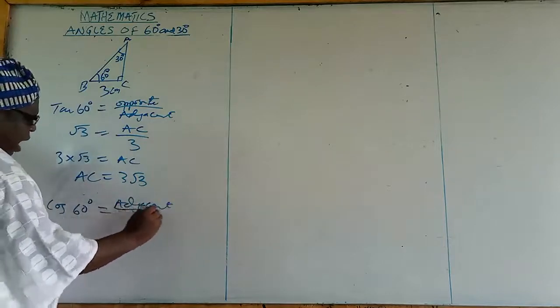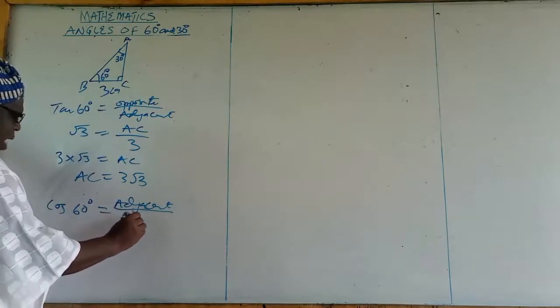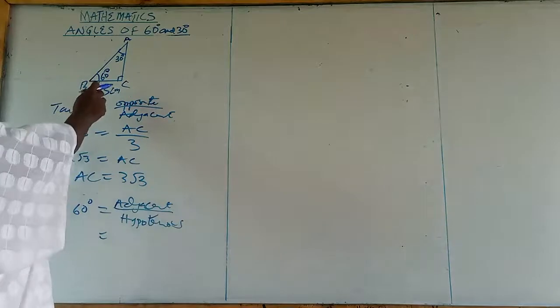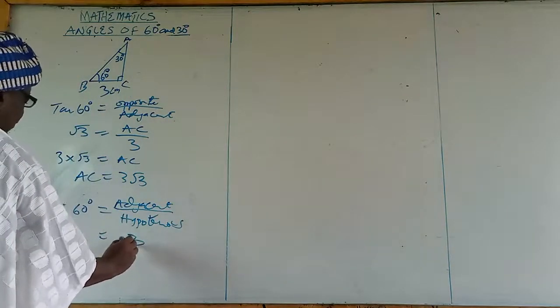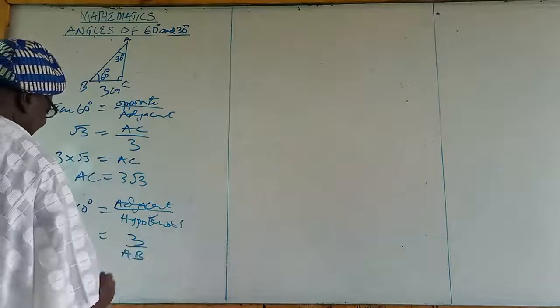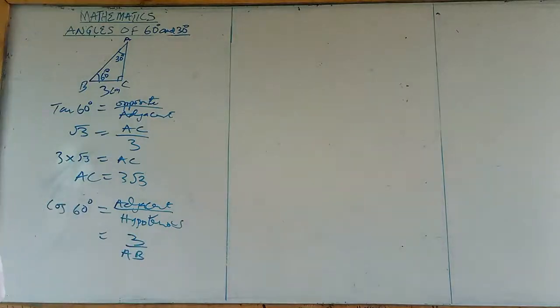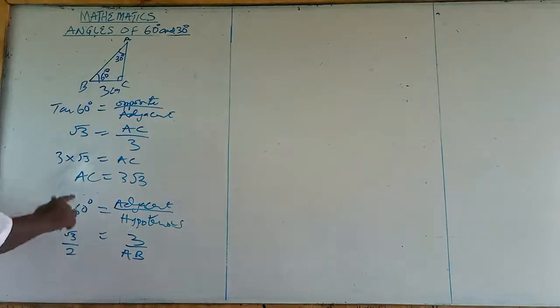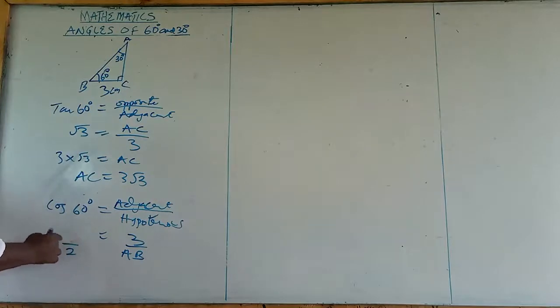Cosine is adjacent over hypotenuse. So adjacent is equal to 3, hypotenuse is AB. So cosine 60 is 1 over 2, and cosine 60 over root 3 over 2.